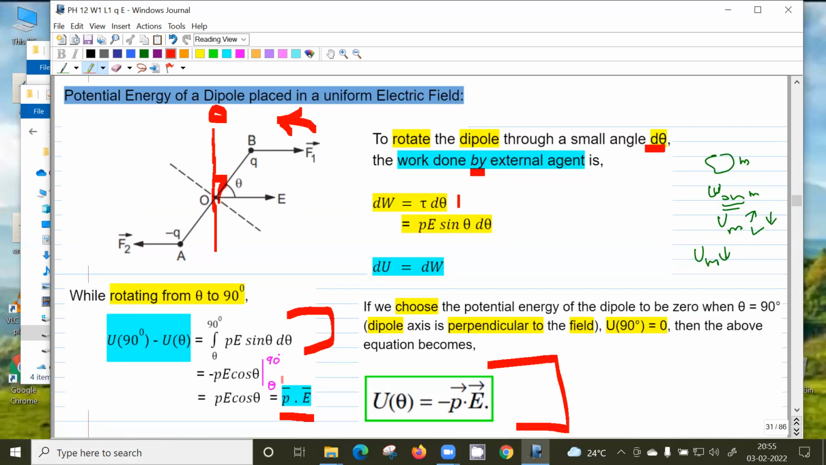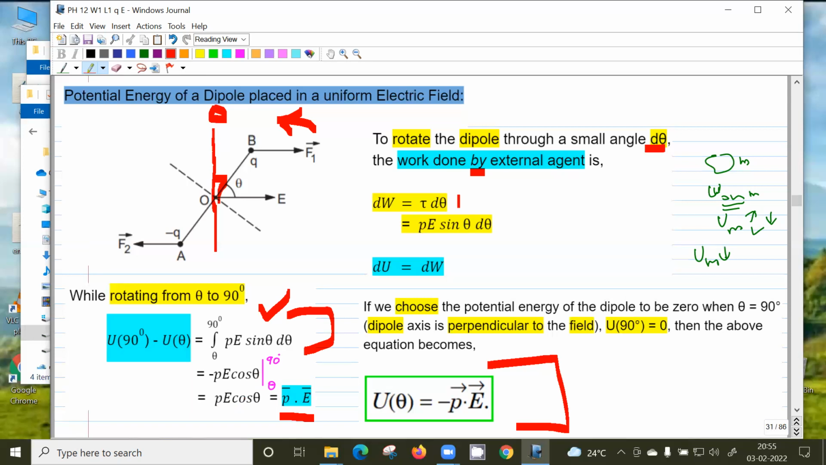Is this step clear? Then you have to put the limits. The integral of sine theta is minus cos theta. The variable is theta and the other things are constant, so those will come out. You can put the limits, right? This minus sign you can absorb into the limits and interchange them. So it will be cos theta minus cos 90. Cos 90 is 0. So this one, and that will be minus P E cos theta only.